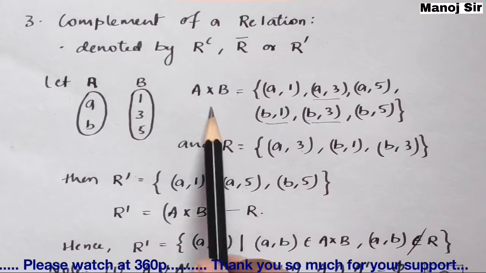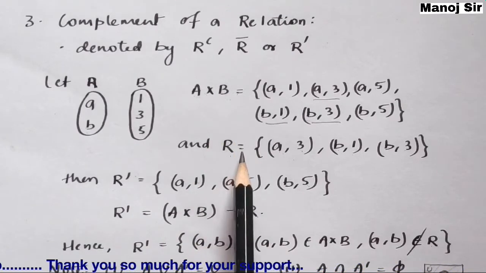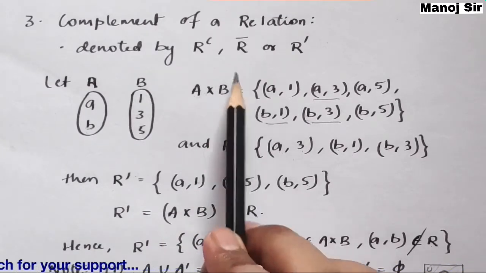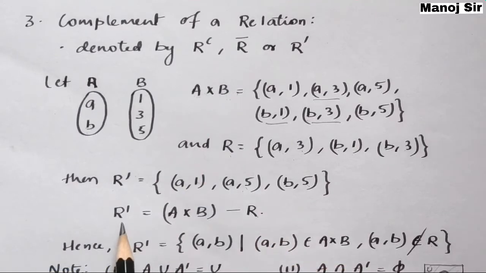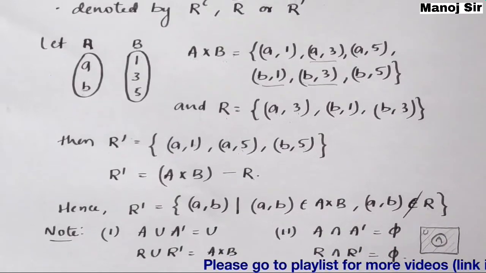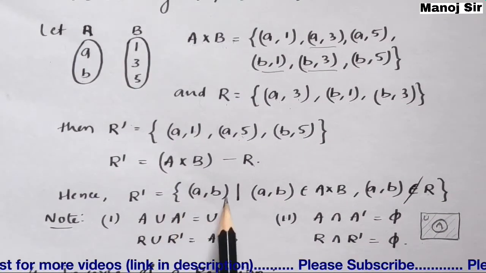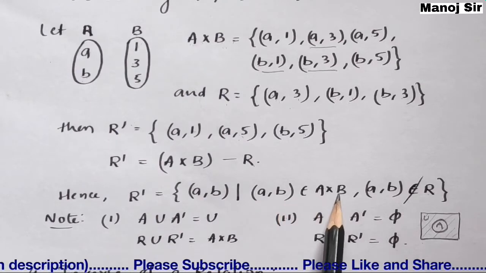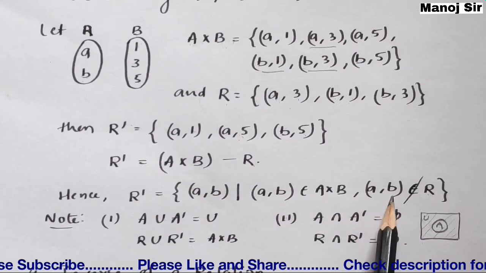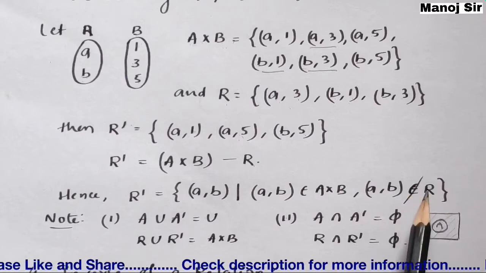R dash is A cross B minus R. If you remove all the elements of R from this A cross B, you will get R dash. So R dash is equal to a comma b such that a comma b belongs to A cross B, but a comma b does not belong to this relation R.